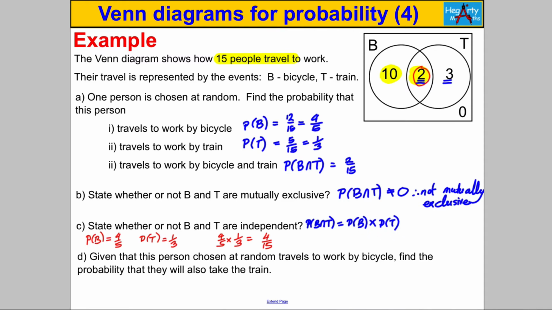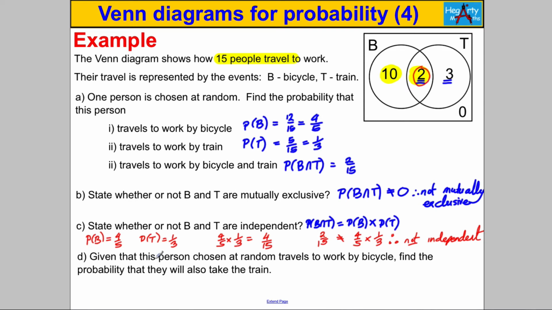So we can say that here the probability of B intersect T is 2 out of 15, and that is not equal to the probability of B, which is 4 out of 5, multiplied by 1 out of 3. Therefore, not independent.